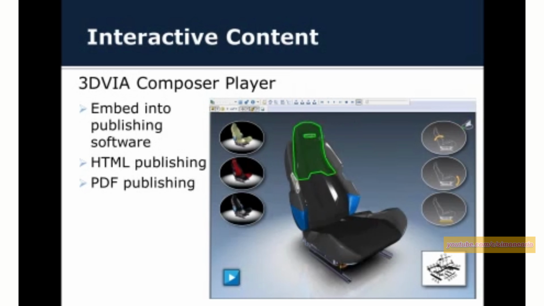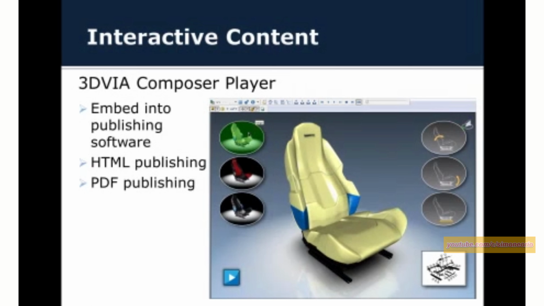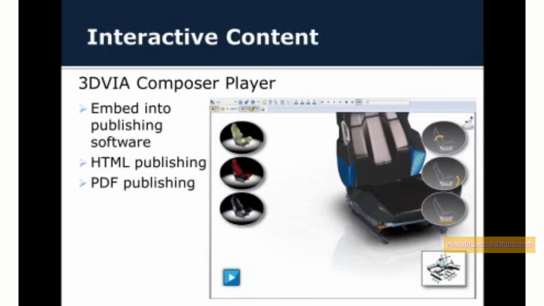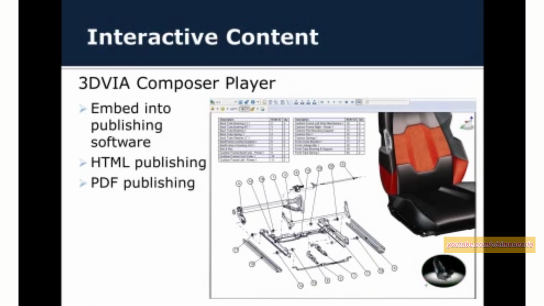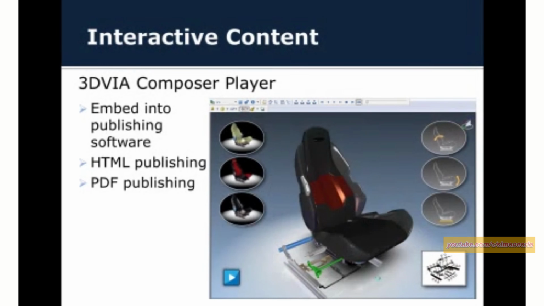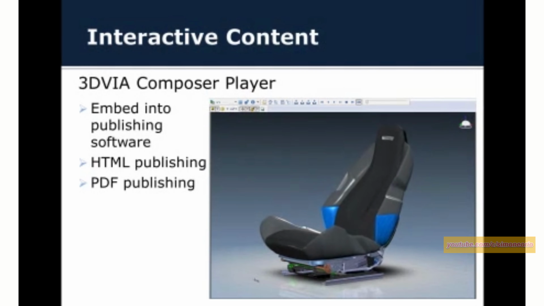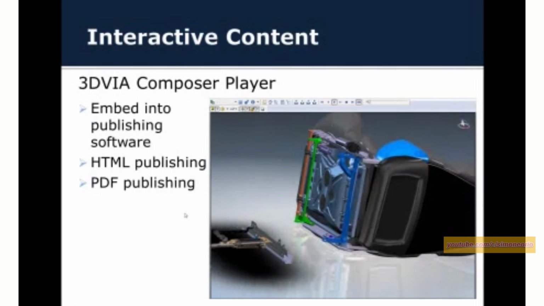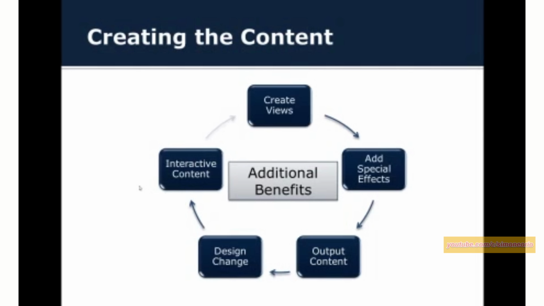This is the 3D Via Composer player. We can import it, we can embed it into, in this case PowerPoint, into Word, into pretty much anything. We can create interactive web content as well. All kinds of interactive things available. We can also create videos for this as well. We can publish out to HTML and to PDF as well. So those are some of the additional benefits that you can gain from using 3D Via Composer, creating some of the interactive content, interactivity, things like that.